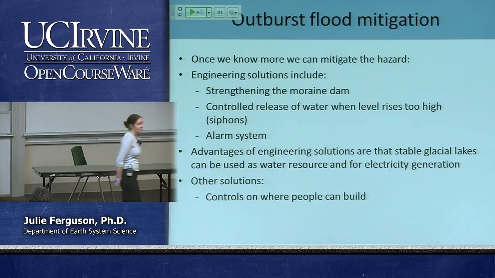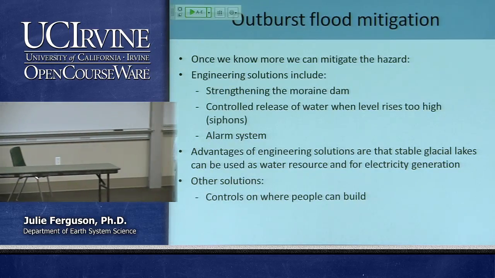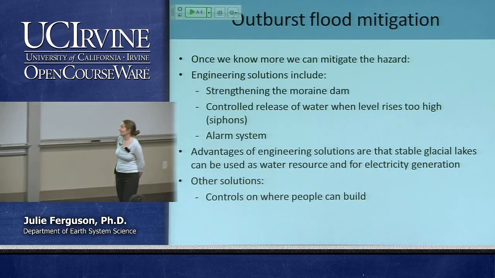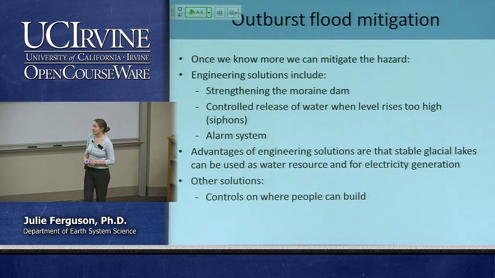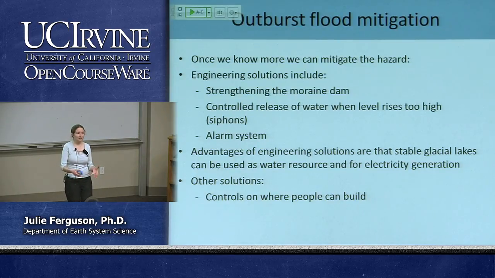So first of all, we can strengthen the dam itself, or we can try and pump some of that water out. Things like an alarm system: they had 4 minutes in Juarez. That could have been enough time to move to higher ground for some people at least, and definitely in the Himalayas, where the floods travel much, much further, we could do that. Other things are moving or controls on where people can live, and as we study the hazard and know more about it, we can do that more accurately. Sounds like good ideas, right?